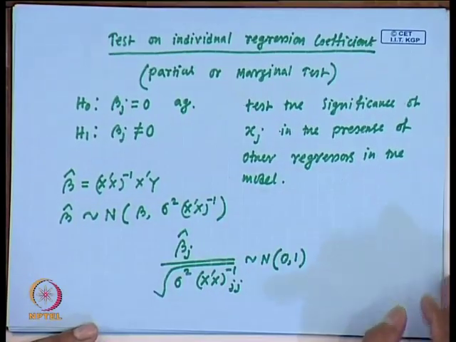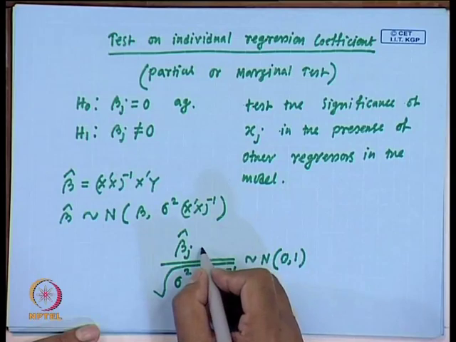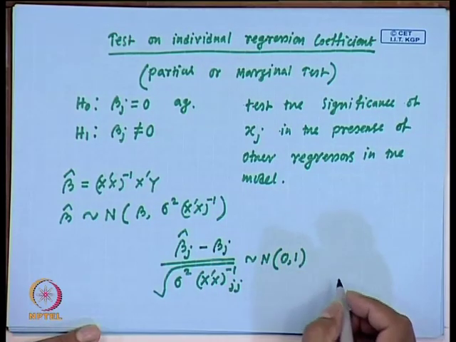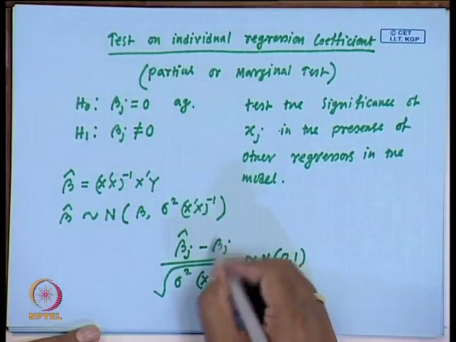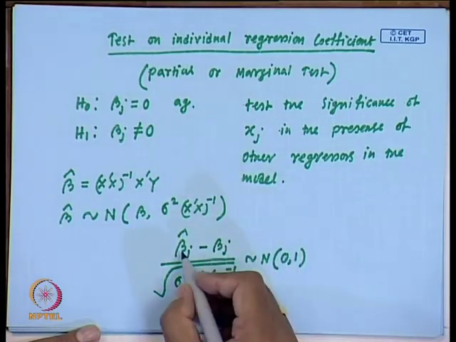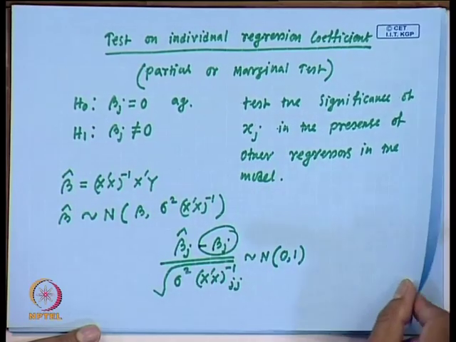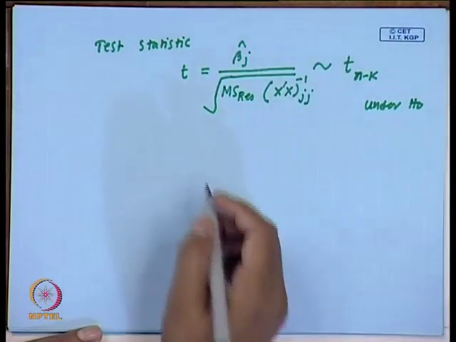So, I made a mistake here. This does not follow normal 0,1. This minus beta j follows normal 0,1, and under H naught this beta j is equal to 0. So, under H naught you can say that this random variable follows normal 0,1. Okay.